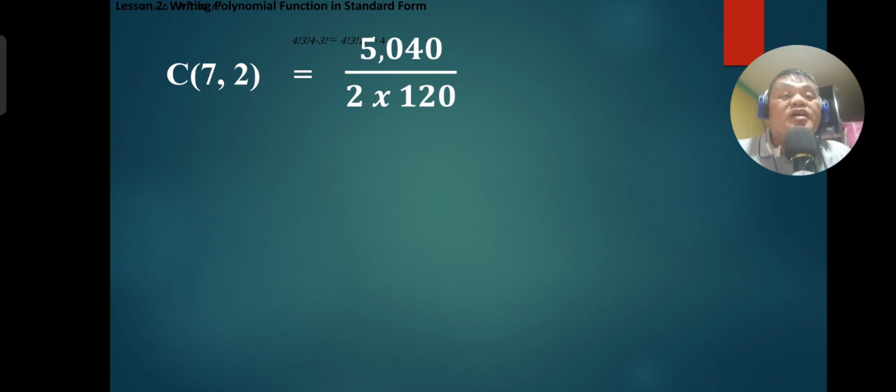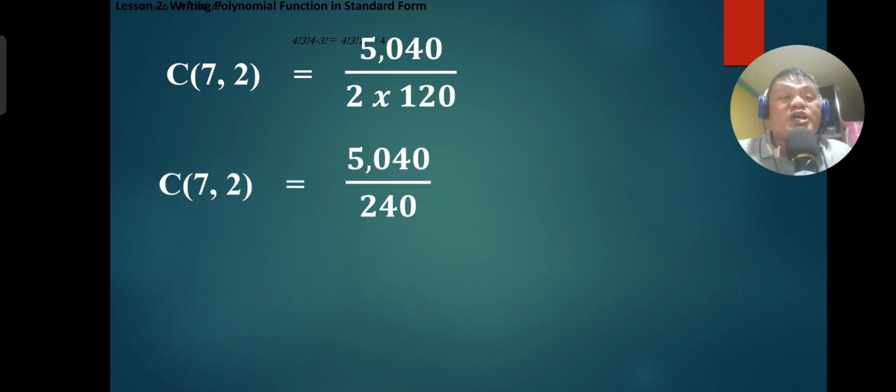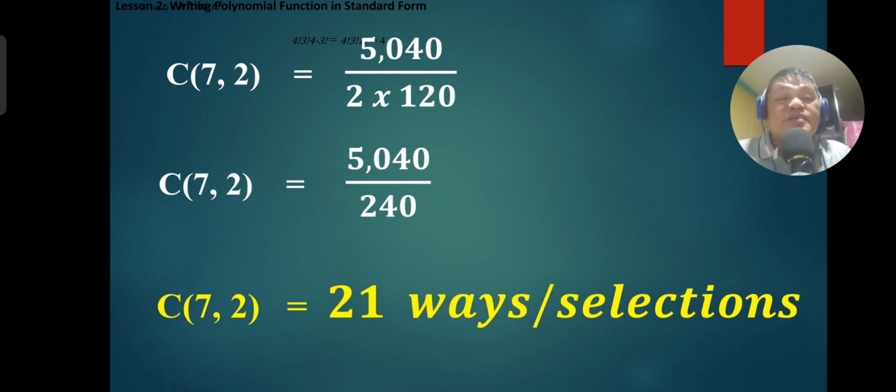This will be equal to 5,040 over 2 factorial, which is 2, and 5 factorial, which is 120. So we have 2 times 120 is equal to 240. We have now 5,040 divided by 240. The answer is combination of 7 objects taken 2 at a time is equal to 21 ways or 21 selections.